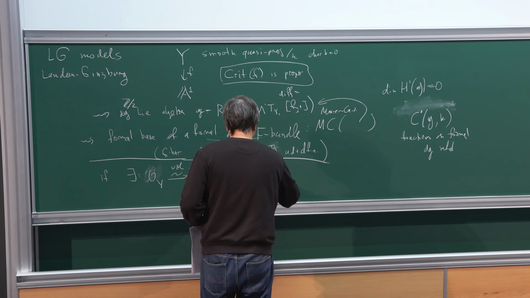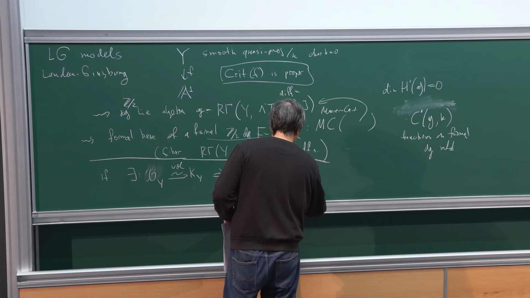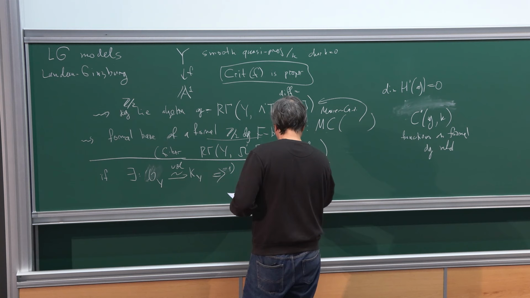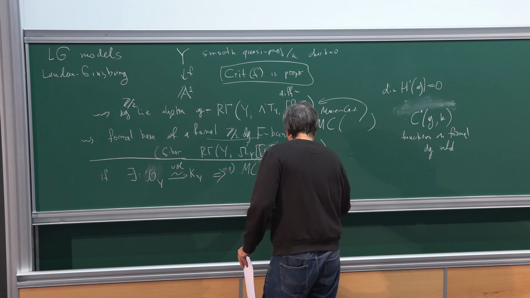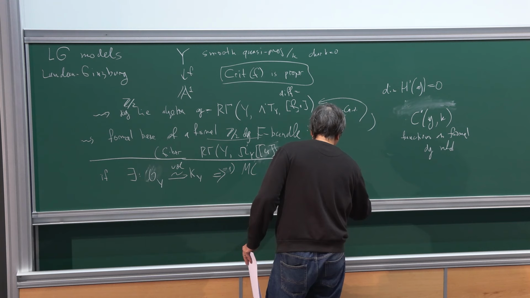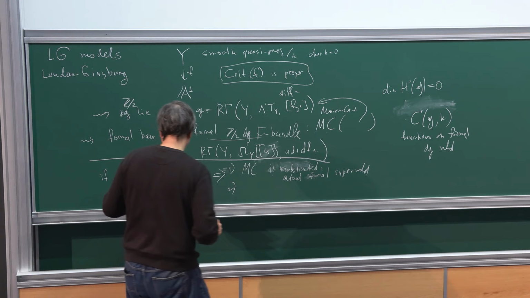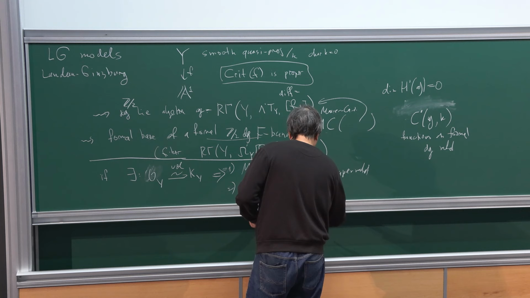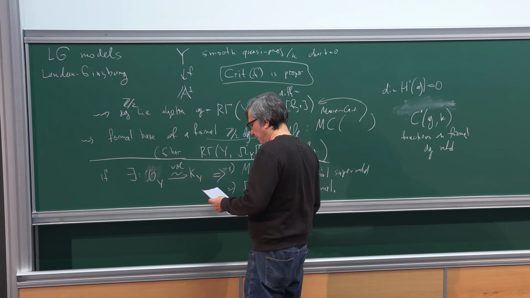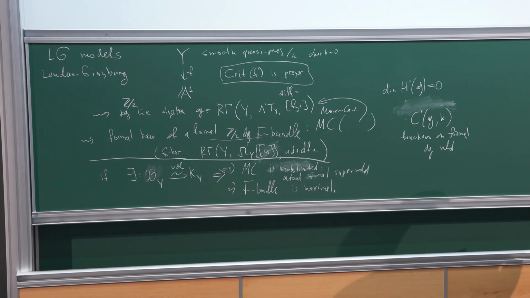This Maurer-Cartan space is formally smooth. It is called unobstructed. So you get an actual, not a DG manifold, you can pass to cohomology and get an actual super manifold, a formal super manifold. And the second thing which happens in this case, this F bundle, which in the derived sense is constructed, is actually maximal. So you get the origin of at least these formal germs of F manifolds.